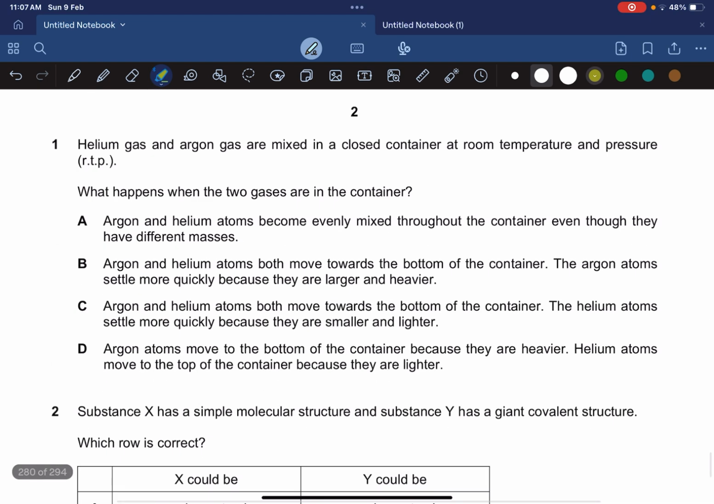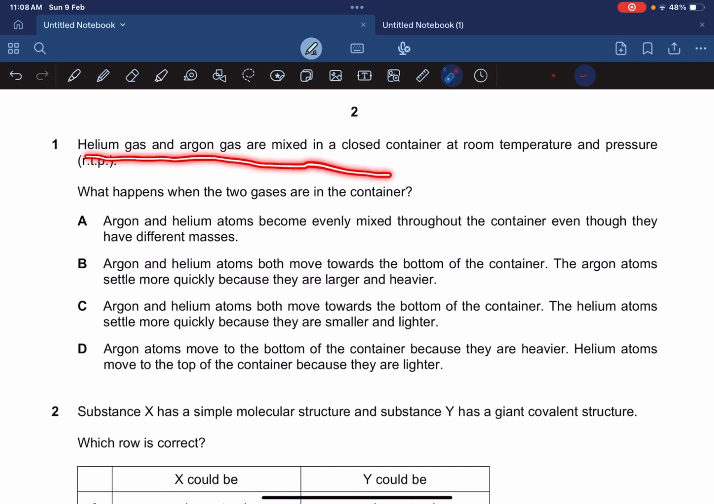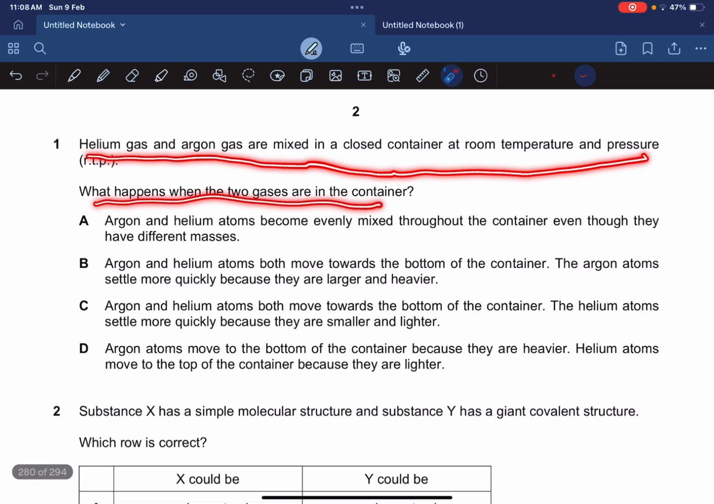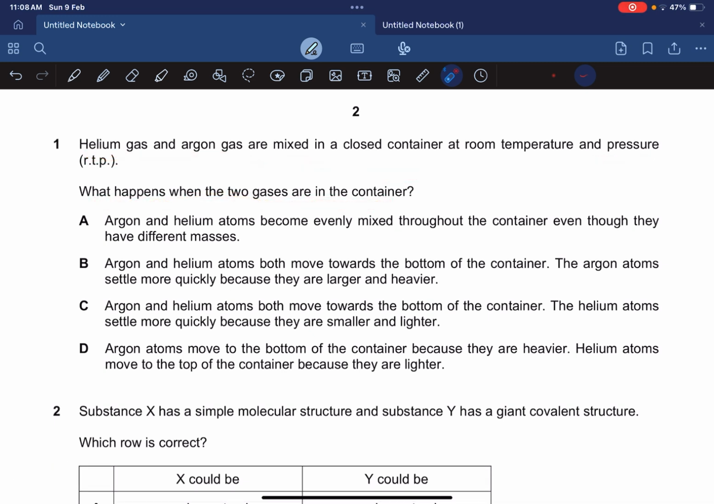Question number 1 is that helium gas and argon gas are mixed in a closed container at room temperature and pressure. What happens when the two gases are in the container? Option A is argon and helium atoms become evenly mixed throughout the container even though they have different masses. Option B is argon and helium atoms both move towards the bottom of the container. The argon atoms settle more quickly because they're larger.